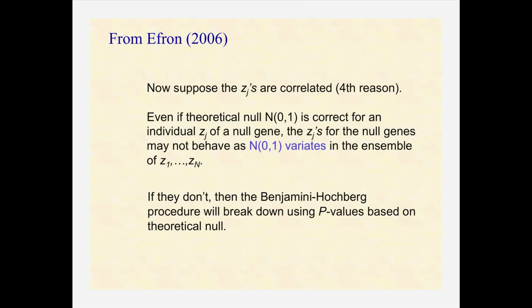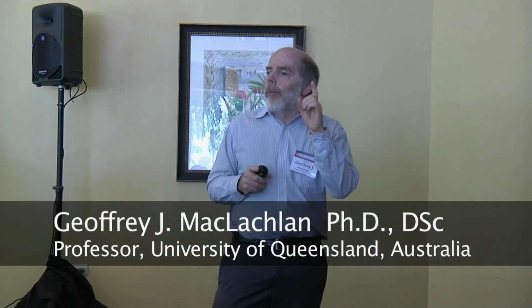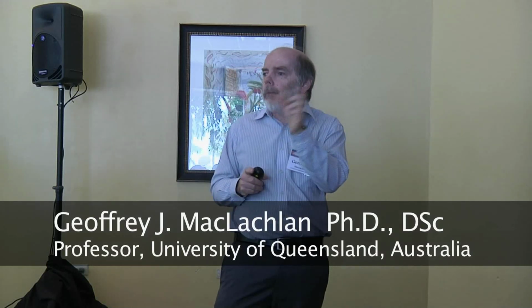Now, the fourth reason: we know that not all the genes are independently distributed, and so by using an empirical null, we can try to look at this. The point that Efron makes is that even though for a given gene the p-value may have a uniform distribution for a null gene, when you look at the ensemble of the p-values, or the z-scores, they're not behaving like a sample from a standard normal.